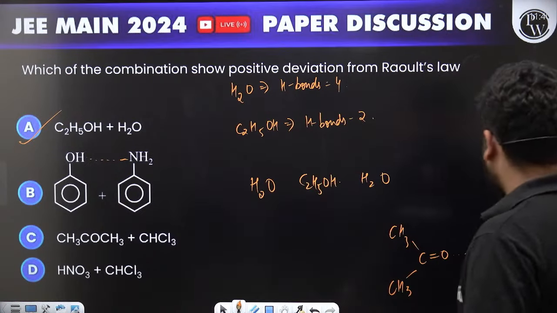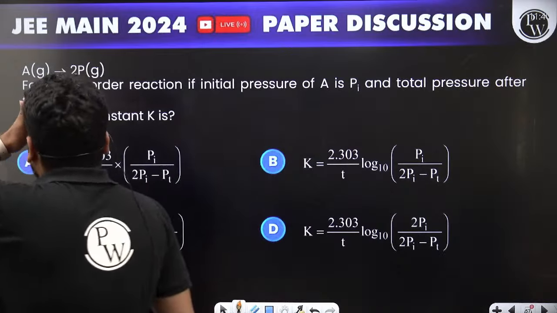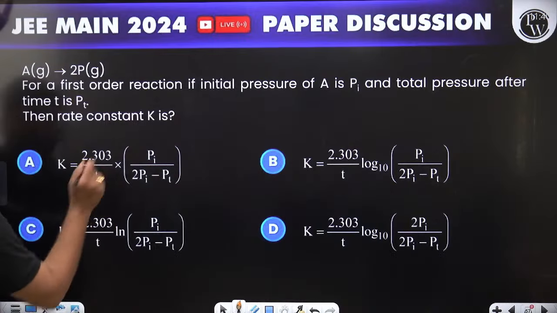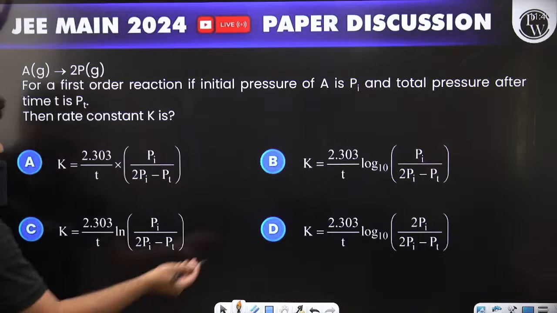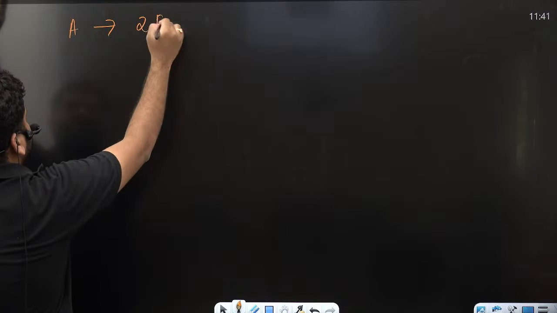Okay. Now, next one after this: A gives rise to 2P. You just need to write in terms of K, a simple question. It is there in your NCERT. So let us prove this again. A gives rise to 2P.